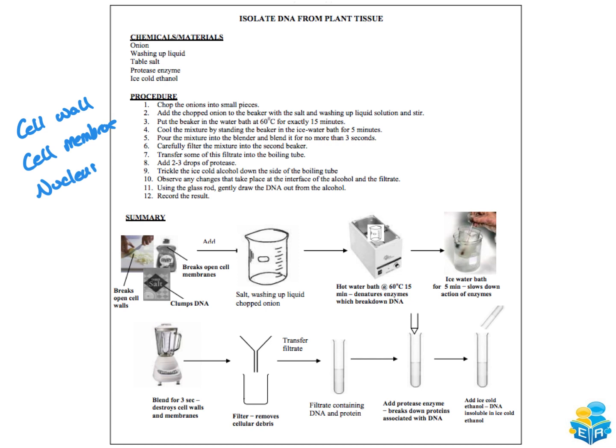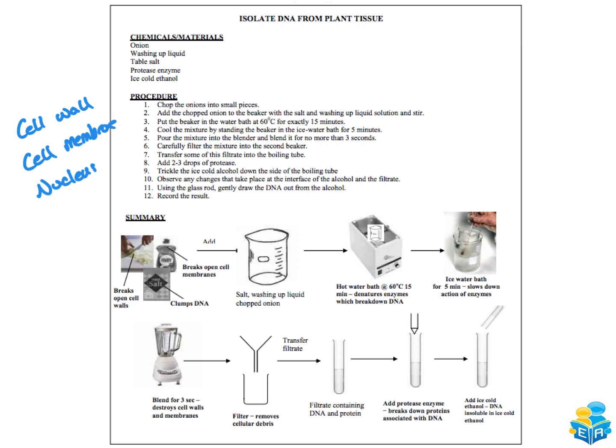Once we've done that, we're going to add it into a water bath at 60 degrees Celsius for exactly 15 minutes. The reason for this is that the enzymes we would find with that DNA will be denatured, so the enzymes aren't going to work anymore. We'll then add it into an ice cold water bath for about 5 minutes. That's going to slow down the action of any enzymes that remain in there. And then we're going to blend it for about 3 seconds. We're not going to blend it for any more than that because we don't want to destroy the actual DNA that's present in there, but that will destroy any remainings of the cell walls and the membranes.